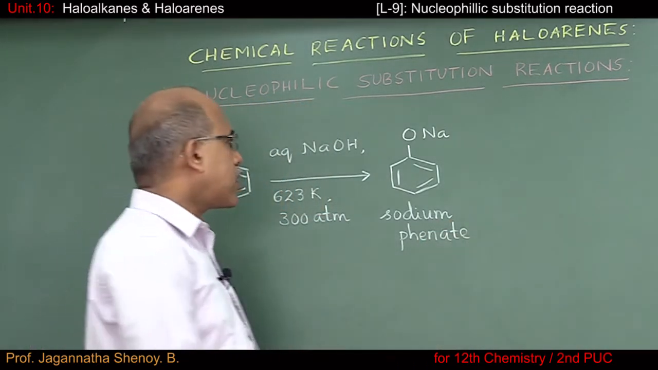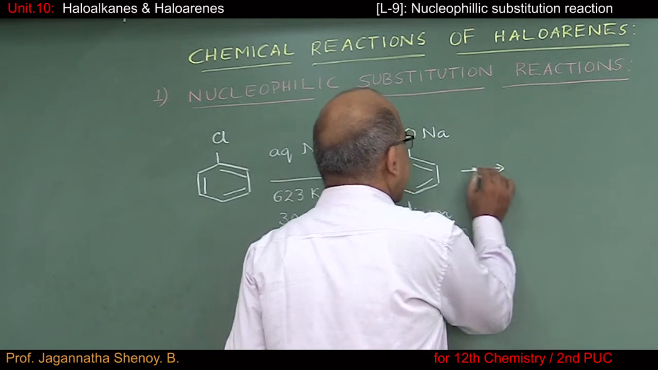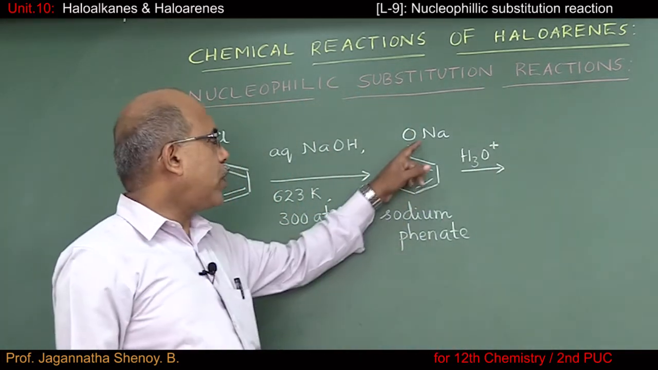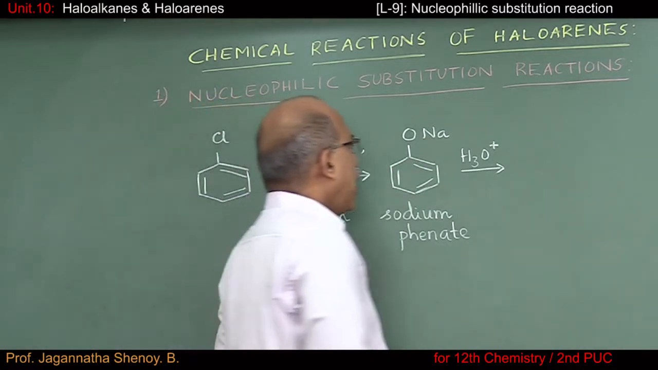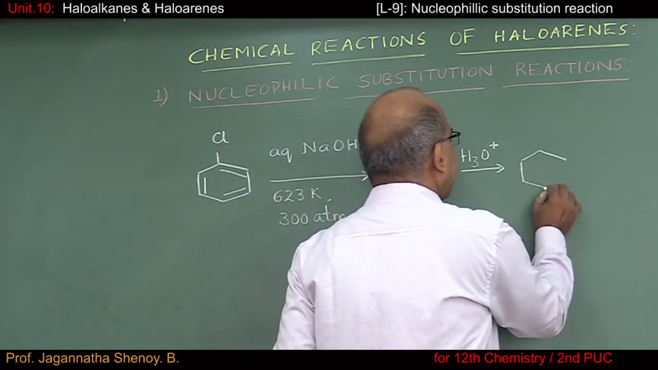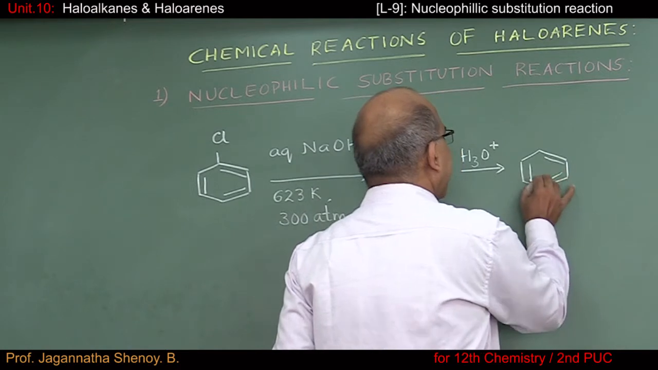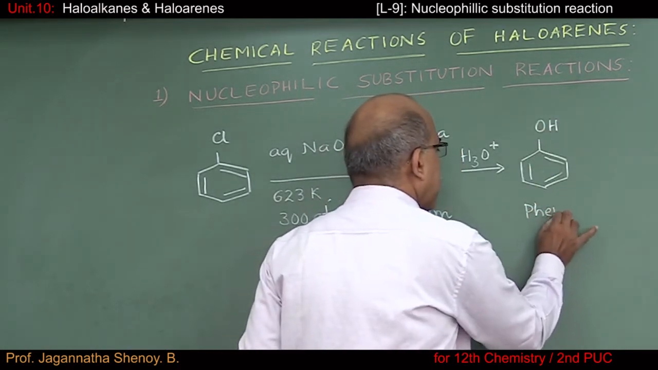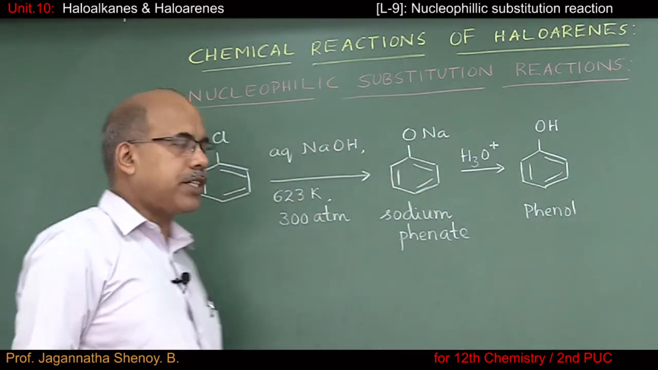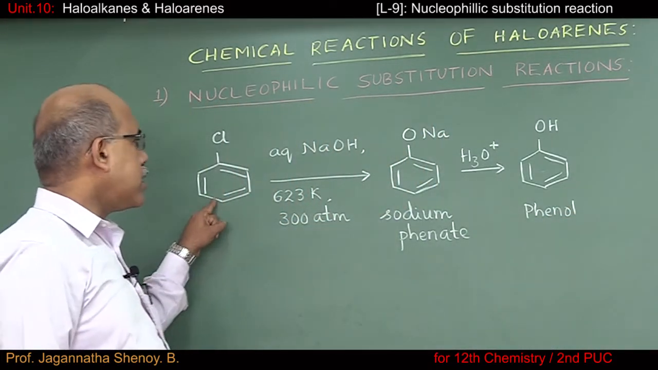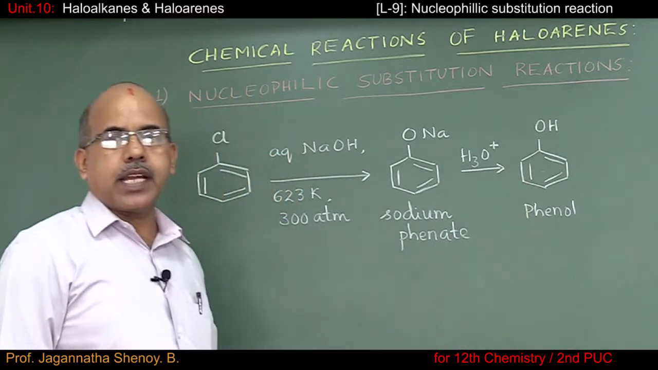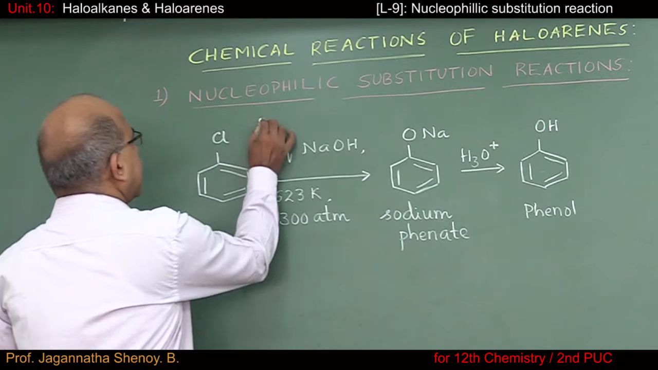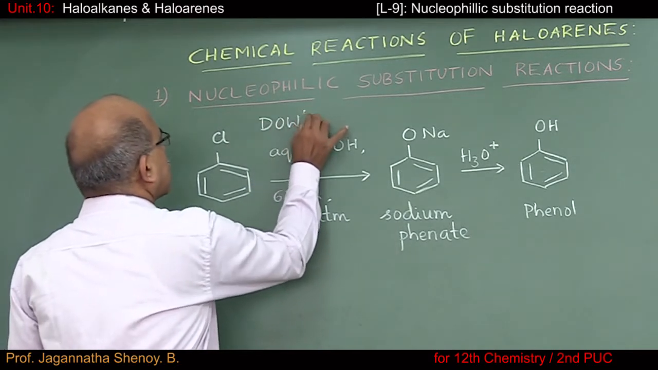Now this sodium phenoxide can be subjected to acidification in presence of an acid. Na plus will be replaced by H. We get phenol. And this reaction in which chlorobenzene is converted into phenol is a method of manufacture of phenol, and this particular method is called Dow's process.